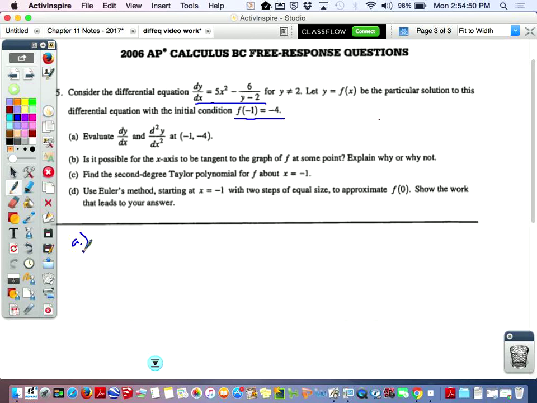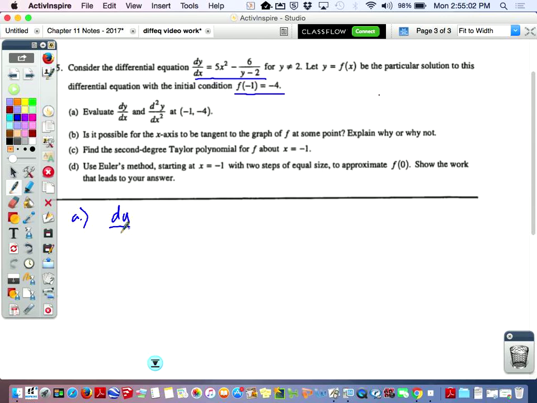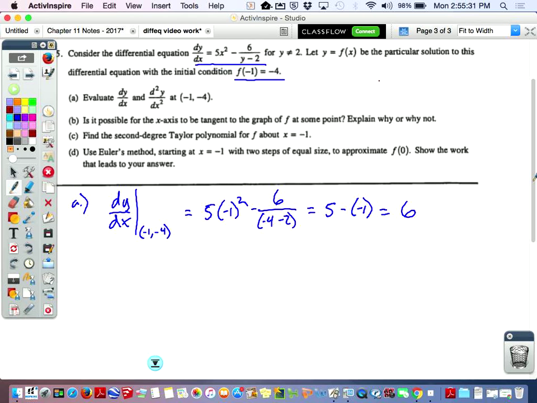Part A wants us to find dy/dx, so it's the first derivative and the second derivative at negative 1, negative 4. Well, the first derivative is given to us, so all we need to do is plug in negative 1 and negative 4. So we're evaluating the first derivative at negative 1, negative 4. That is going to give us 5 times negative 1 squared minus 6 over negative 4 minus 2. And that will give us negative 1 over negative 6, which is equal to 6. And that may be the easiest point on this whole FRQ.